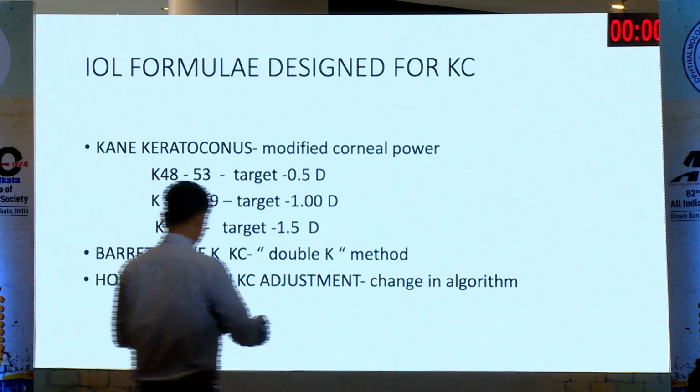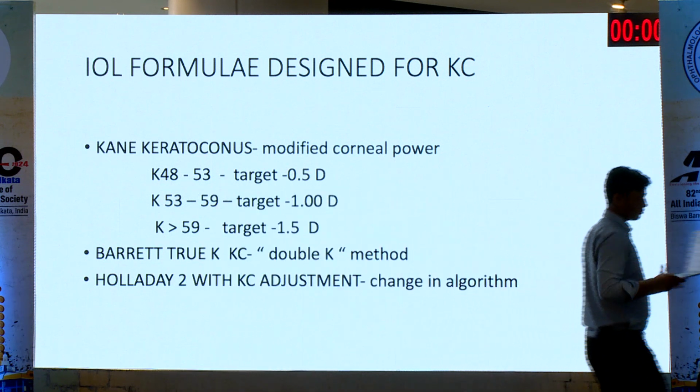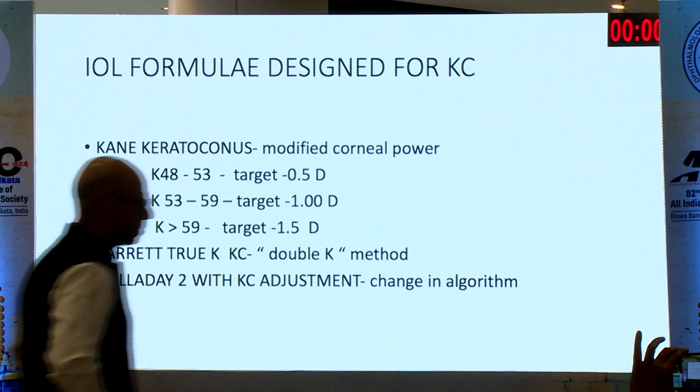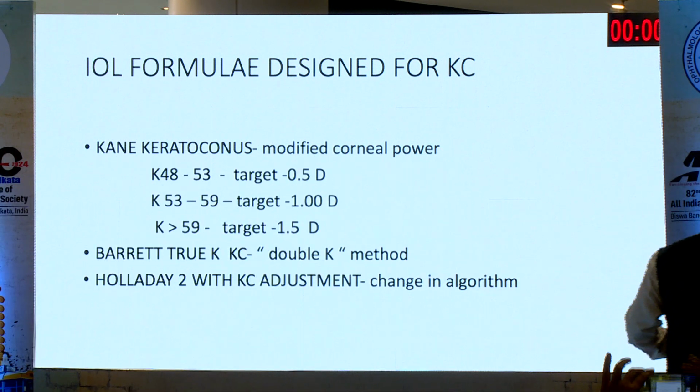Now the IOL formula, the K in keratoconus formula, uses a modified corneal power, and Dr. Kane has described that when there is mild keratoconus, you need to target 0.5 diopters of myopia, and in moderate keratoconus, minus 1. And when it is severe keratoconus, in fact, in some of the papers by Dr. Watson in BJO, there's a report that you can in fact use a standard K, because there is a fallacy with all the IOL power calculations. The Barrett True K KC uses a double K method. The first K is the measured K, which calculates your IOL power, and then there is a theoretical K, which is used to predict the effective lens power.